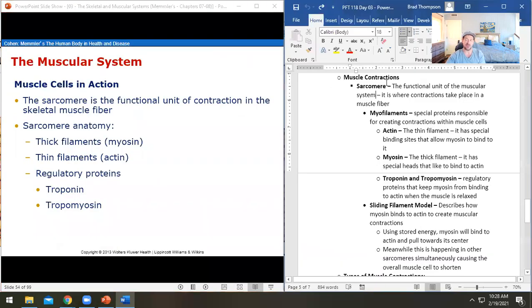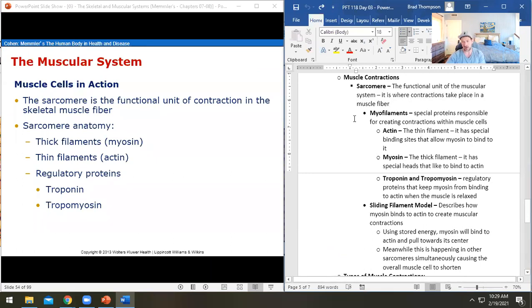This is the functional unit of your muscular system. Your muscular system is able to do what it does because it has sarcomeres, okay? Sarcomeres are where these little tiny contractile proteins are able to grab each other and pull each other. So it is where contractions take place inside of a muscle fiber, okay?